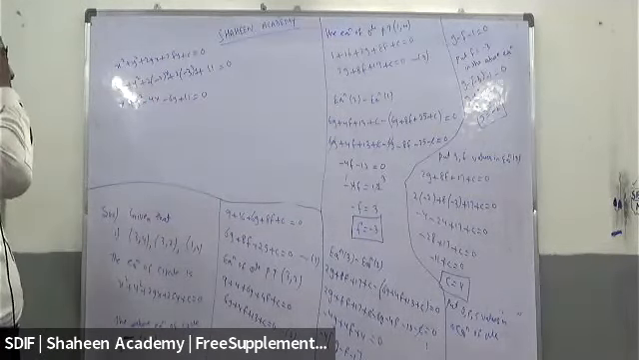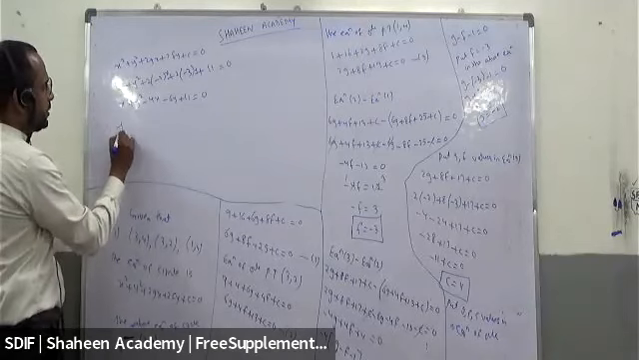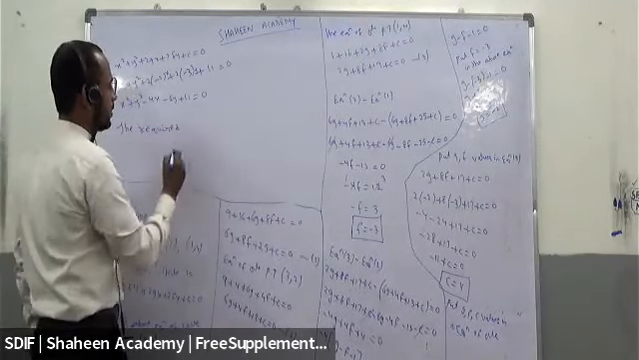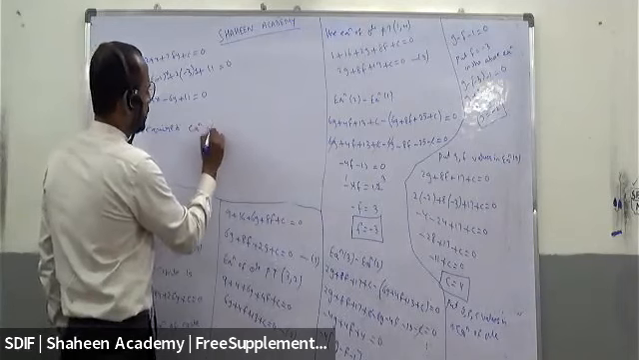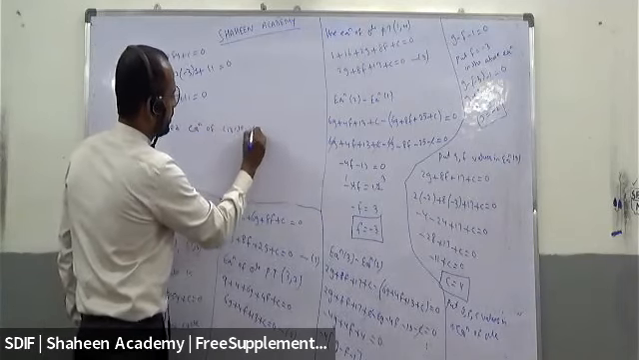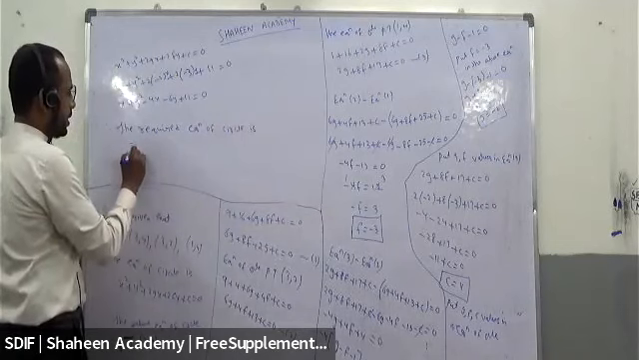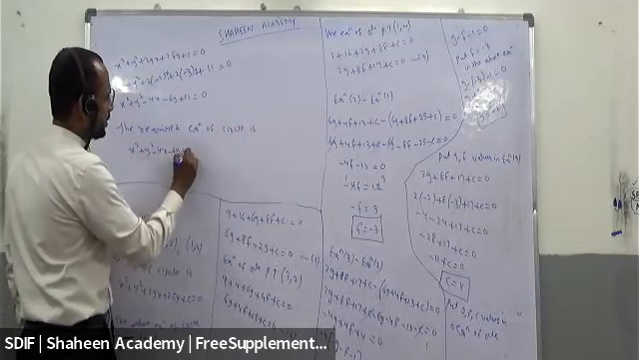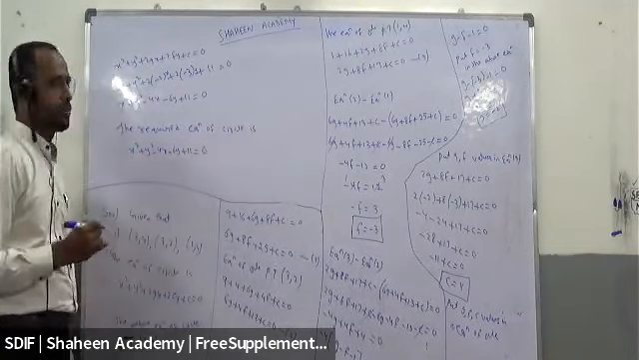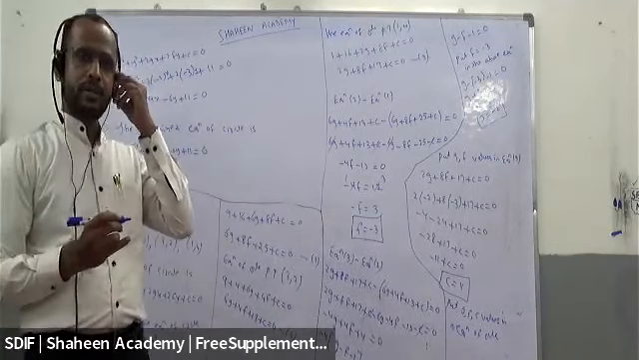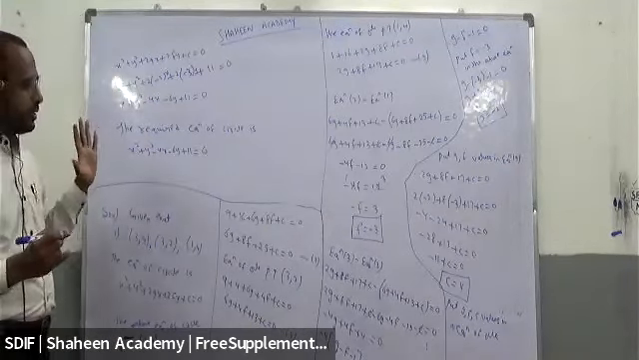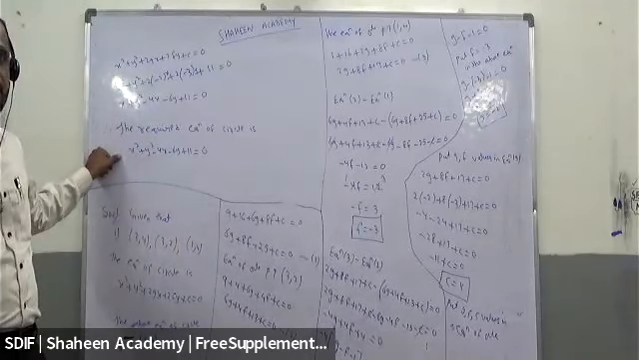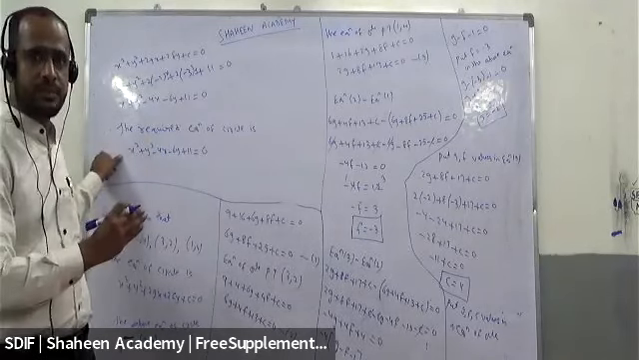So therefore, the required equation of circle is x square plus y square minus 4x minus 6y plus 11 is equal to 0. This is the solution of the given problem. From the beginning to the end, till here, you check once again. If you have any doubt anywhere in any step, please ask.